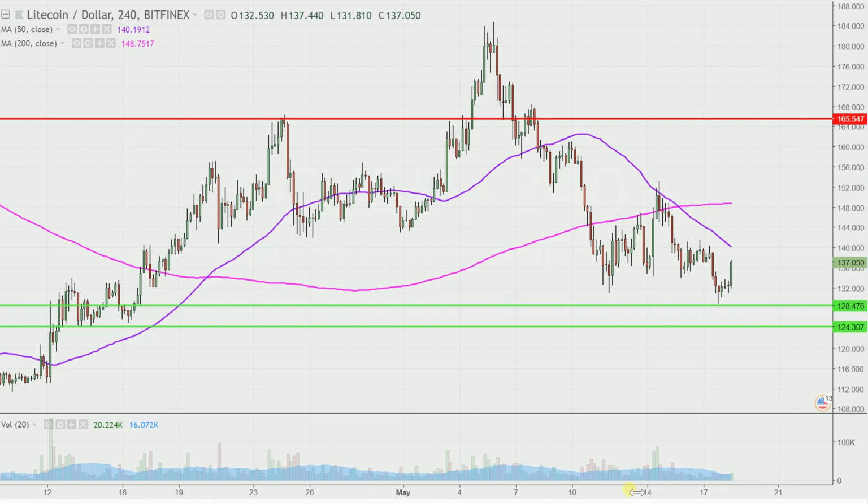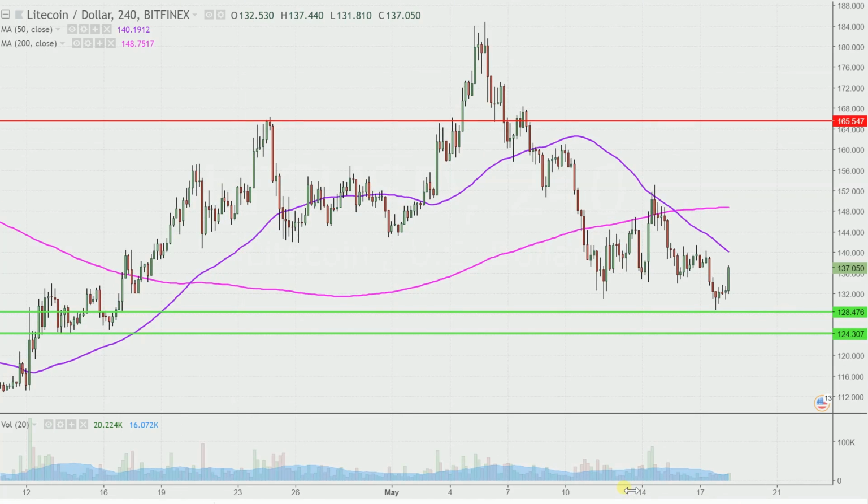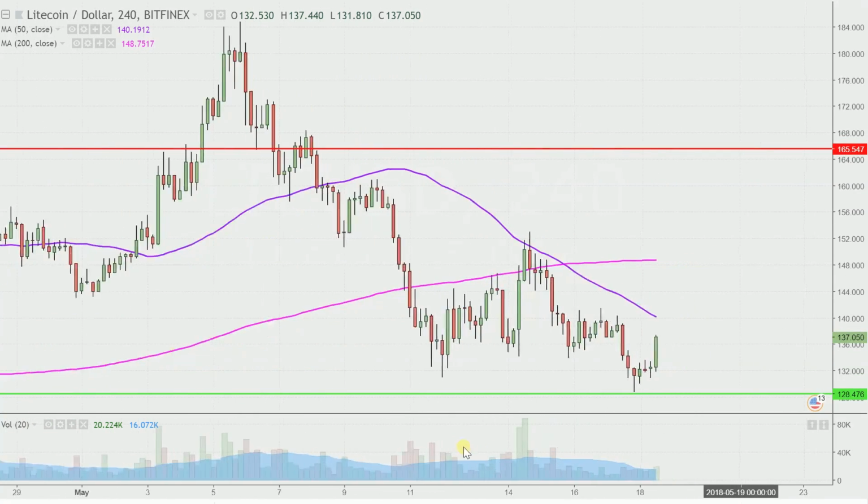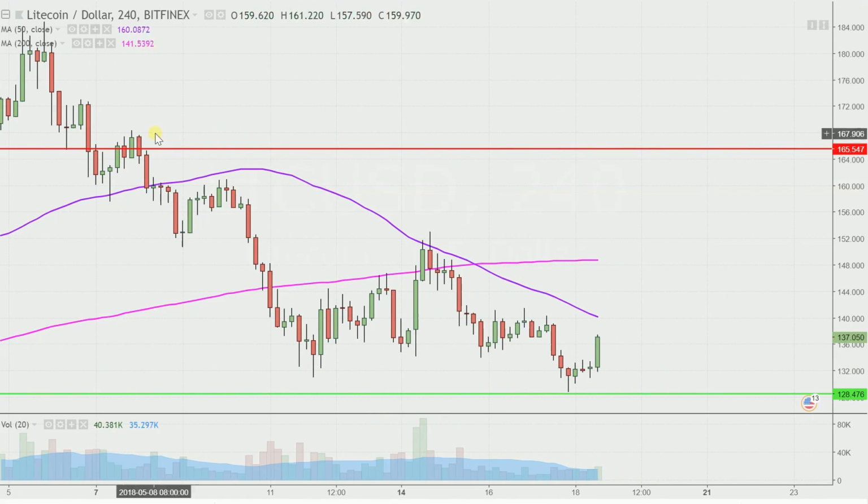That support zone, assuming you're long like I am, is definitely the ideal level that you would want to see hold. But as it stands right now, there is a bearish trend to things, and things remain bearish as long as the price remains down below that purple line. So we'll see if over the weekend the bulls can get up above it or not.